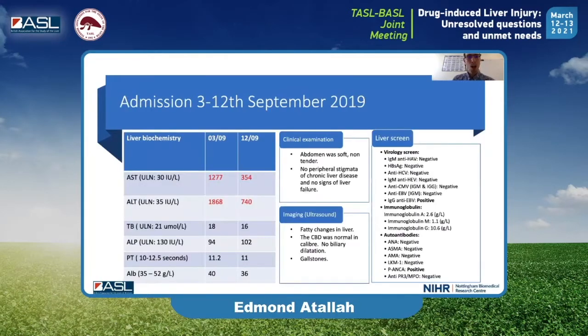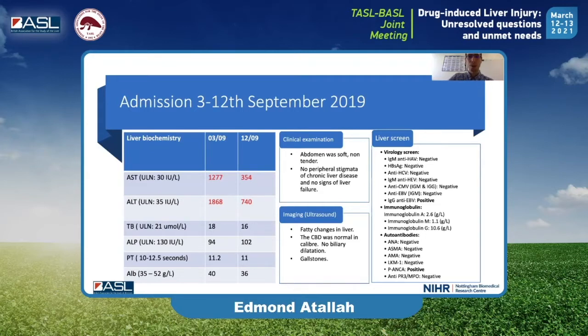So her liver biochemistry on admission showed a hepatocellular liver injury with ALT over 1800. Her bilirubin and alkaline phosphatase were normal. She had preserved synthetic function, and her clinical examination was unremarkable. She had no peripheral stigmata of chronic liver disease and no signs of acute liver failure. Her imaging also showed some fatty changes in the liver.